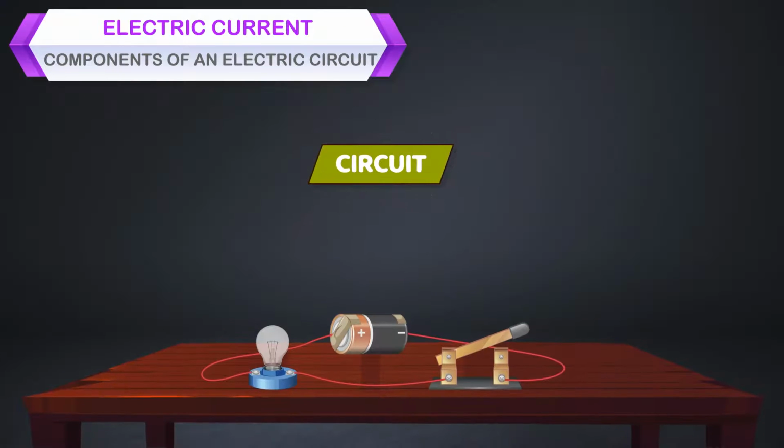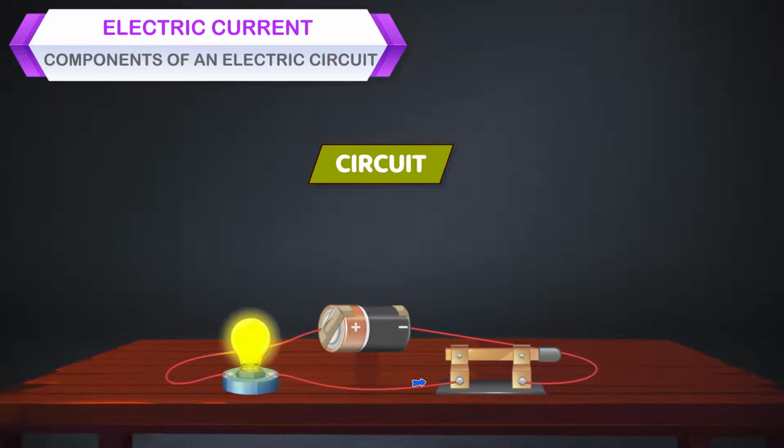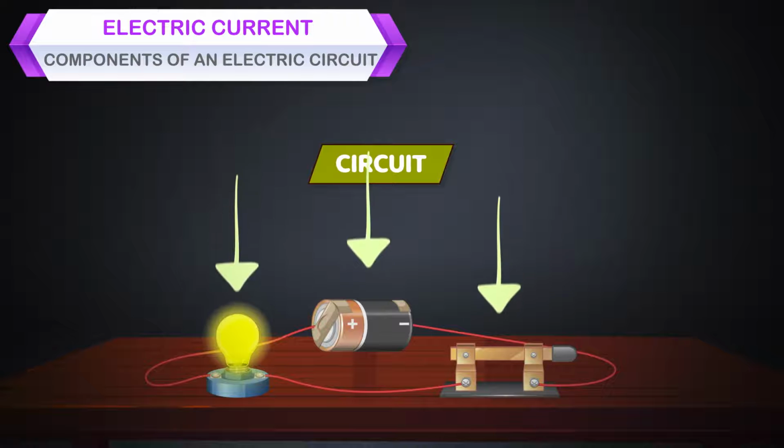Lesson: Electric Current, Part 1. Components of an electric circuit. An electric circuit is a closed path of components connected with each other through which electricity flows. The diagram you see here is easy to represent as components are simple.